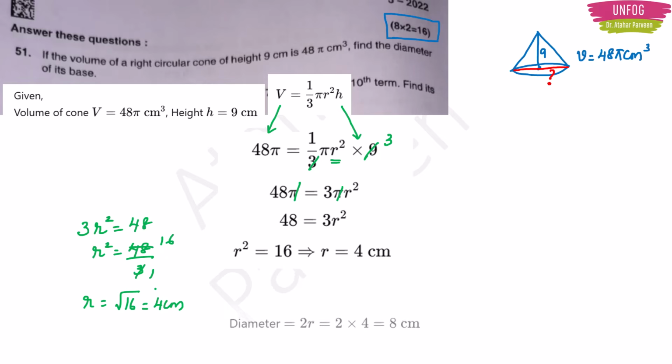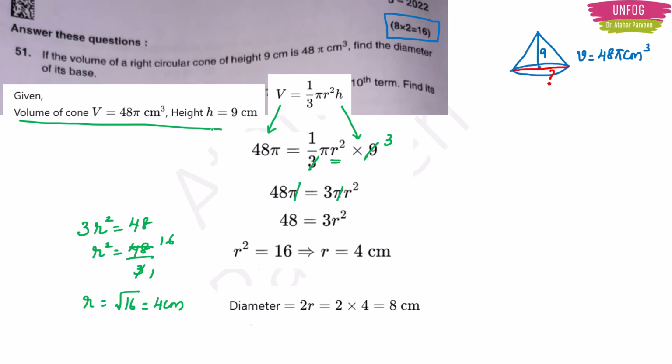So the diameter will be equal to 2 times radius. So my final answer will be equal to 8 centimeter. So how do you write the mathematics solution here for 2 marks? First point, you have to write whatever is given in the question. That is your first step. Second step is write the formula. Third step is substitute and do simplification. After getting the radius, your fourth step is that you are writing the final answer.